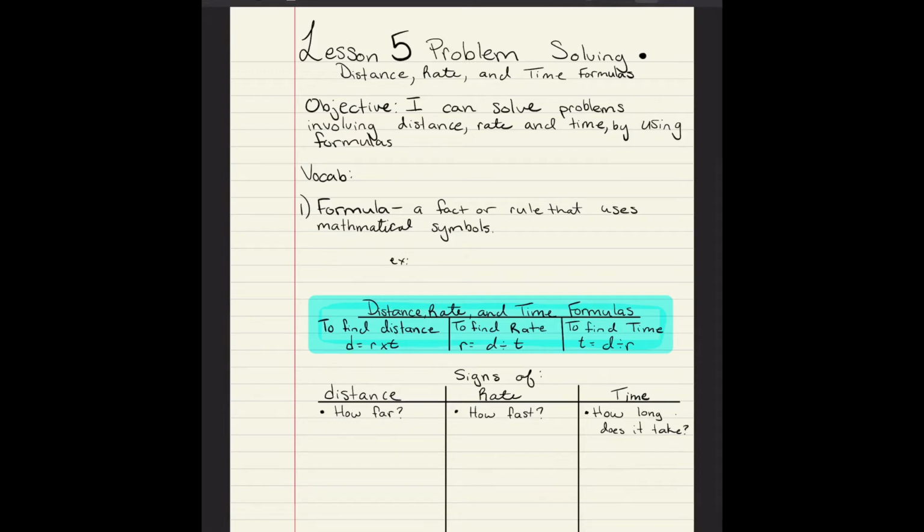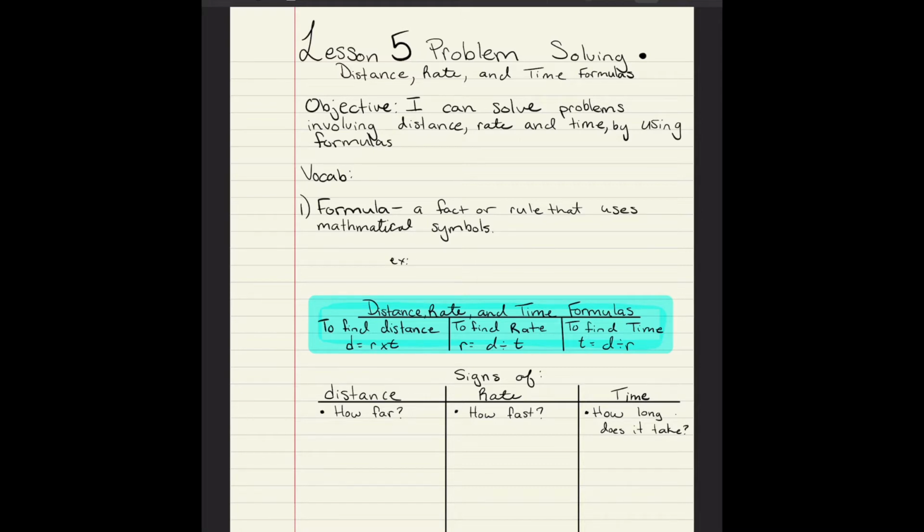Hello class and welcome to lesson 5, problem solving, and we are problem solving distance, rate, and time using formulas. So let's look at our objective. The objective is I can solve problems involving distance, rate, and time by using formulas.